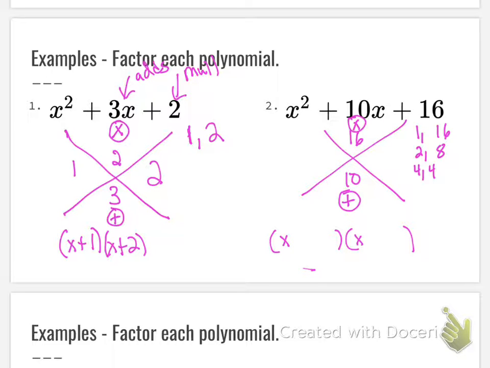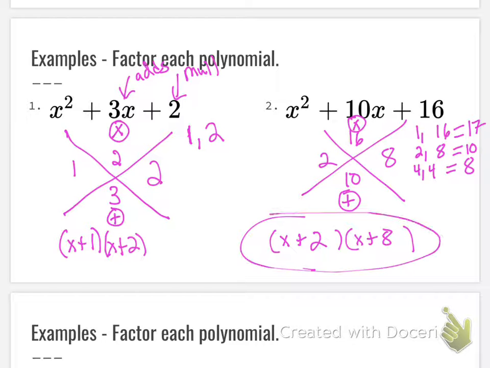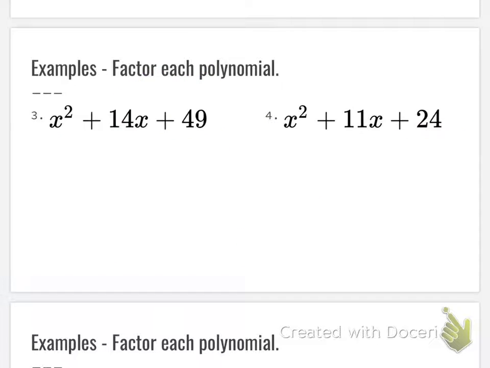So we want to see which one of these adds to give me 10. Because we know they're all going to multiply to give me 16. So this would be 17, 10, and 8. So we know that 2 and 8, does not matter the order you put them in there, are going to be our answers, 2 and 8. Okay, again, so we remember it's what multiplies and adds.